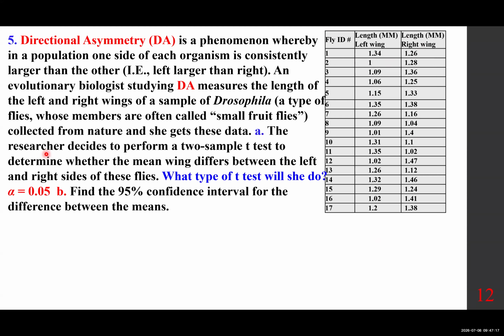Part A. The researcher decides to perform a two-sample t-test to determine whether the mean wing length differs between the left and right sides of these flies. What type of test will she do? Alpha is 0.05. B, find the 95% confidence interval. Okay, we are going to do the paired t-test, and we're going to discuss that in the next page. What is a paired t-test?